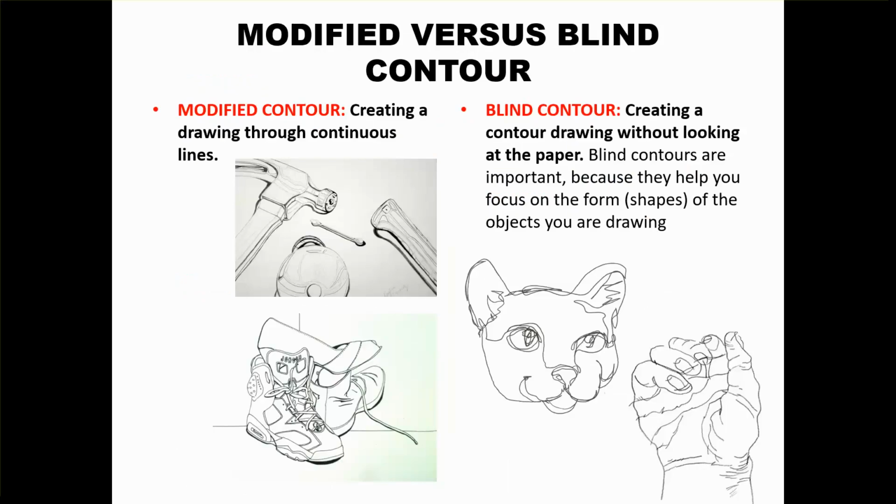Traditionally, you can sketch one of two ways, especially if you're not adding value. One way to sketch is a modified contour drawing. Modified contour is creating a drawing through continuous lines. So there isn't any value to show the shape and the form. The form is the volume of the object, so making it look 3D. We're doing that just through our lines only. So again, modified contour is creating a drawing through continuous lines.